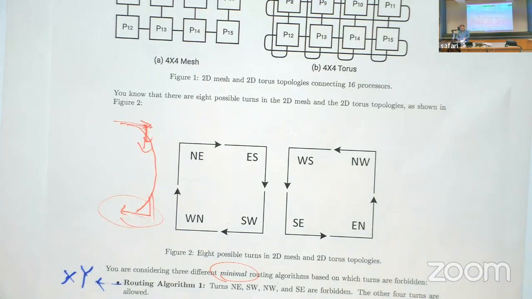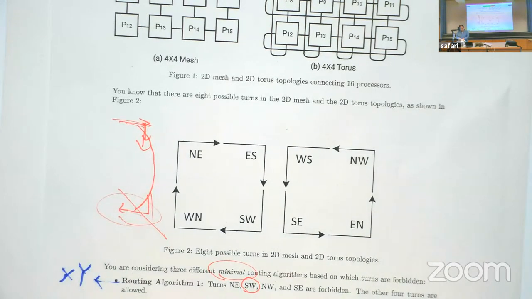So since in routing algorithm 1 we don't have a south-west turn, then for sure we don't have this turn, which means that we cannot have the rightmost link. And then the contradiction is false. It's clear now? Okay. So for routing algorithm 2, the proof is exactly the same, because again we cannot have a southwest turn.